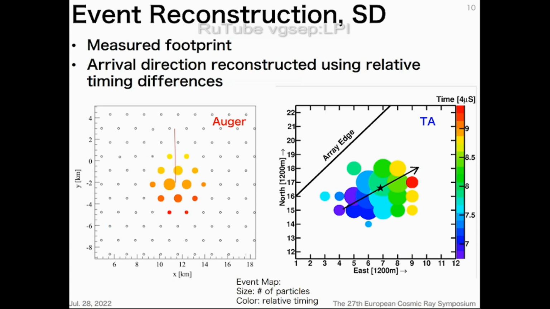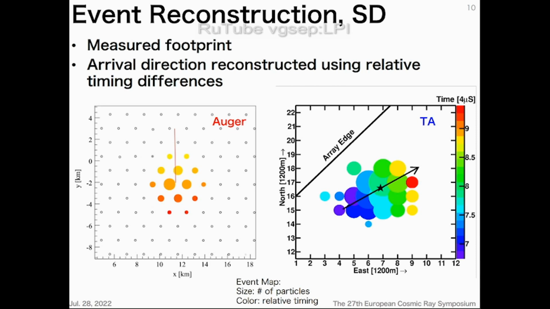So let's move on to the SD case. The surface detector array measures the footprint. This is the event map measured by OJ and measured by TA. The size of the circle is proportional to the particle density at the SD position, and the color scale represents the relative timing differences. Using these relative timing differences, we reconstruct the arrival direction.